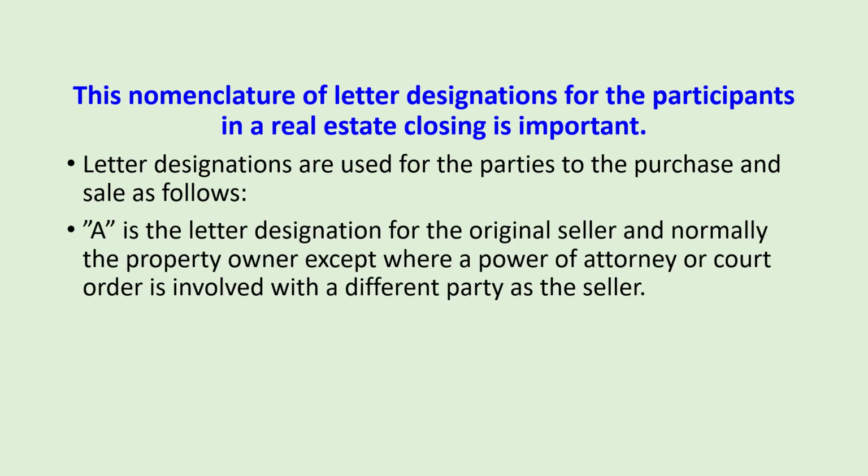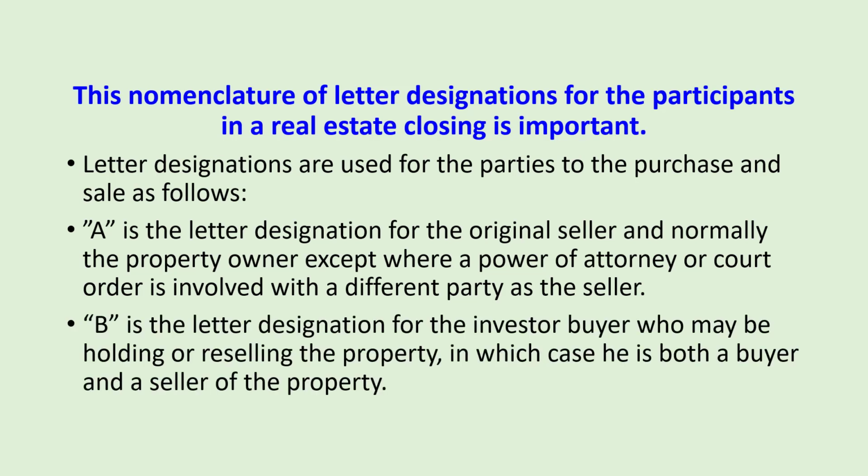A is the letter designation for the original seller, normally the property owner, except where a power of attorney or court order is involved with a different party as the seller. B is the letter designation for the investor buyer, who may be holding or reselling the property, in which case he is both a buyer and a seller of the property.